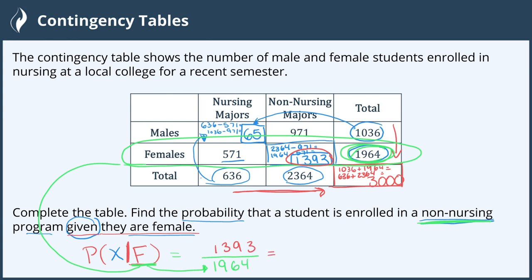Using my calculator to divide 1,393 divided by 1,964 gives me the number 0.709, and it keeps going. That's sufficient. Let's go ahead and round it to the 2 decimal places. So we look at the 9. The 9 is greater than 5, so we round it up to give us 0.71. And that is the conditional probability of a student being enrolled in a non-nursing program given that they are female. And now we're all done.